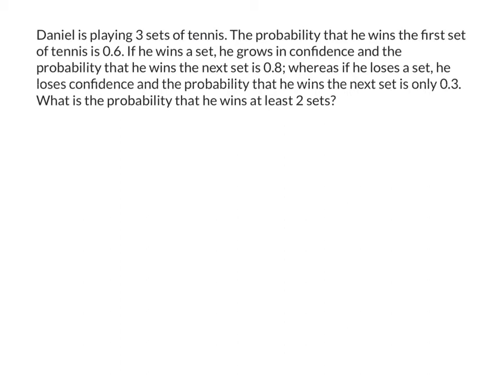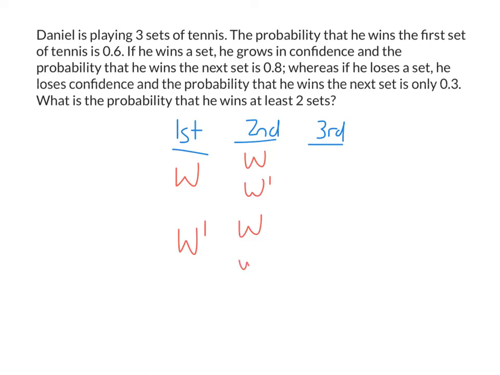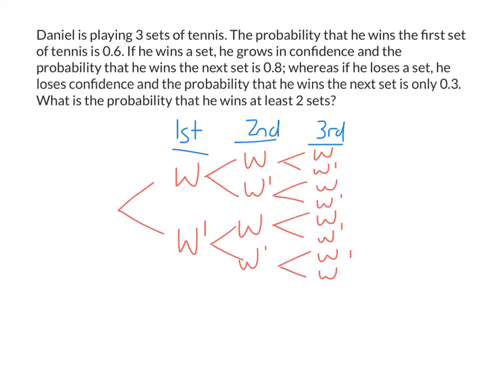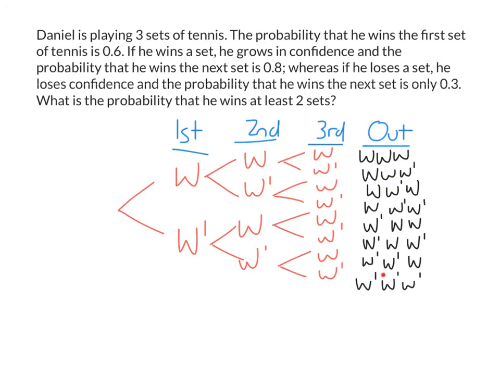Remember, the point of that is to list all the possible outcomes. So we're talking about 3 sets of tennis, so here there are 3 stages. At each stage, he could win or not win, i.e. lose. So win, not win. I'm sure you know how to set this up. So our tree diagram looks like this, and then let's write all of the outcomes. There should be 2 times 2 times 2, i.e. 8 outcomes. So here are all the 8 outcomes listed here.